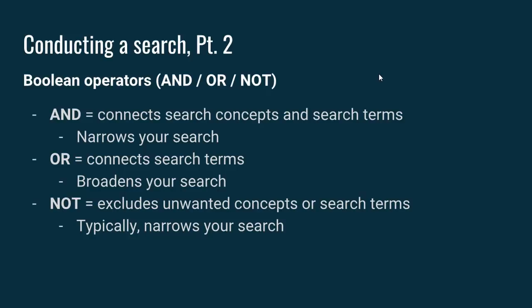Not, which you probably will not use very often, is an operator that gets rid of unwanted concepts in search terms. These are typically things like last names. So for instance, if you were looking for something on swimmer or swimming, you might say swimming, not, quotation marks, swimmer, quotation marks, author, which cuts out any authors whose last name is swimmer.